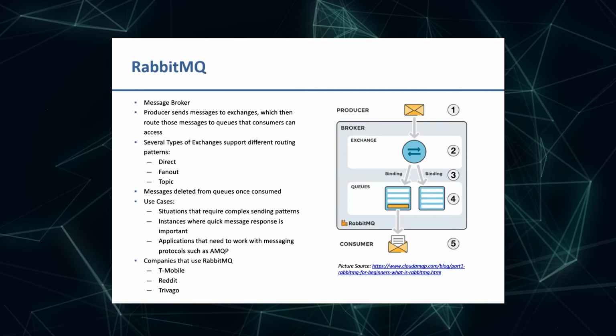And generally, RabbitMQ is more suited for smaller data sets, whereas Kafka is better suited for larger data sets. There are several companies that use RabbitMQ. And so for this reason, it's a fairly popular message broker service.